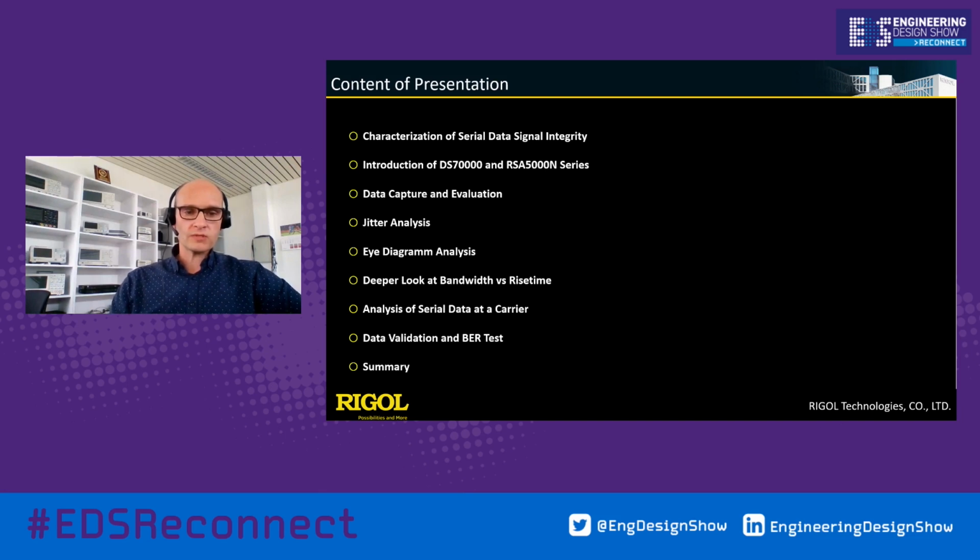Then we want to take a deeper look at the bandwidth, which is related to the rise time of a data signal, and the optimization of it. Then we want to switch from the data stream to the RF carrier and speak about analysis of the RF carrier. Last but not least, I want to speak about the data validation and bit error rate testing. In the end, we have time for some open questions.